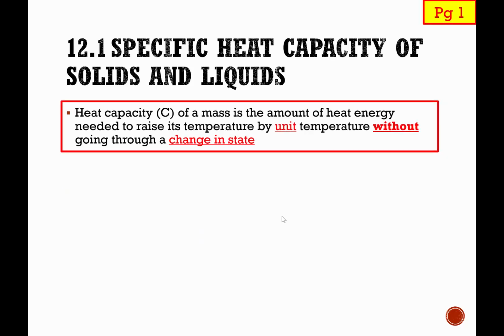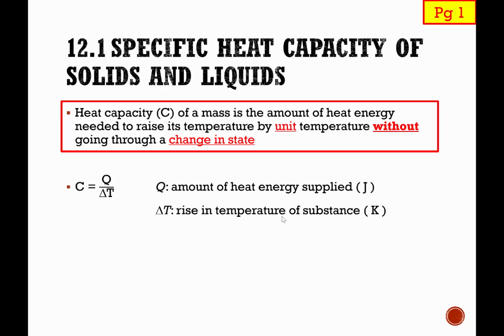Okay, but for now, the definition of heat capacity of a mass is basically the amount of heat energy needed to raise the temperature by unit temperature without going through a change in state. Heat capacity is denoted by capital C, and the equation is basically just C = Q over delta T, which is the amount of heat energy divided by the temperature change. The SI unit is joules per Kelvin.